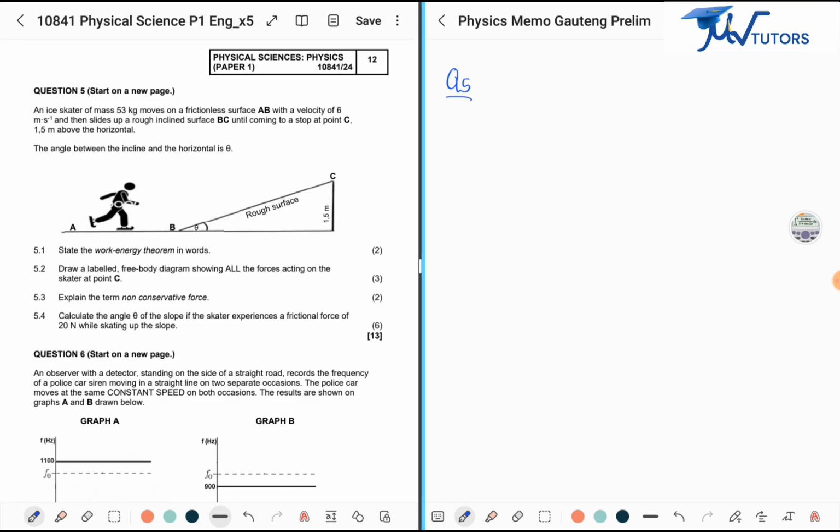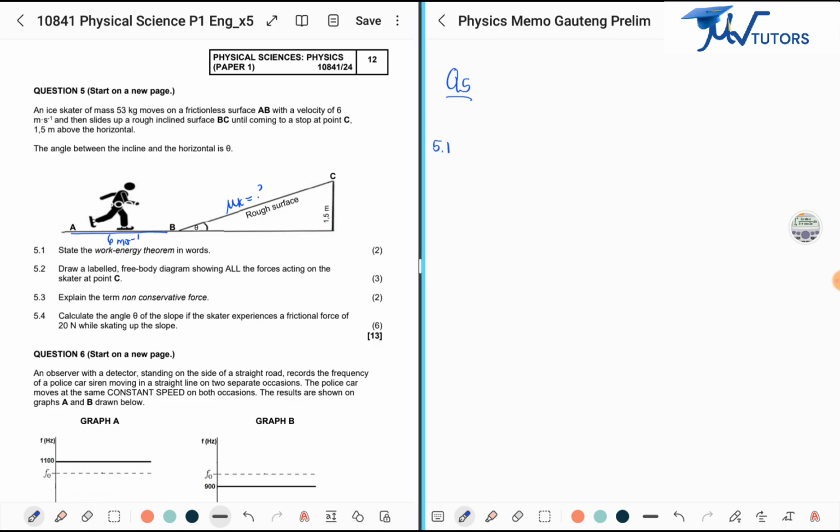An ice skater of mass 53 kilograms moves on a frictionless surface AB, so here we do not have friction, with a velocity of 6 meters per second. Then the skater slides up a rough inclined surface, so here we definitely have friction, until coming to a stop at point C, 1.5 meters above the horizontal. The angle between the incline and the horizontal is theta.